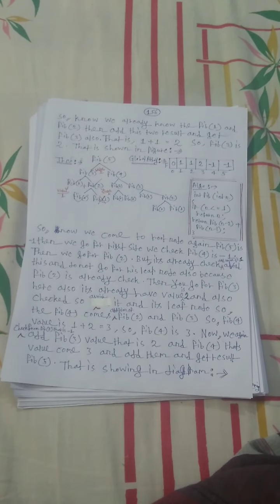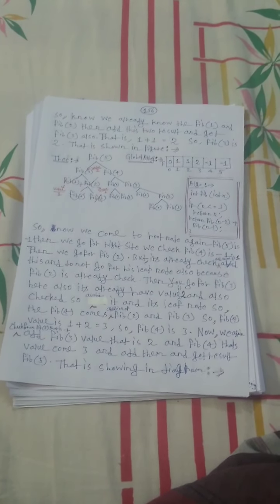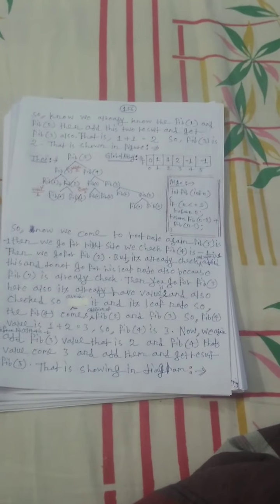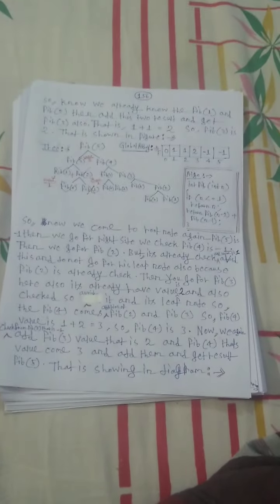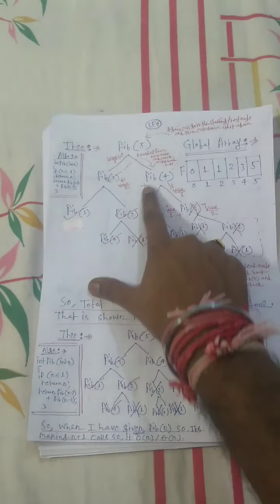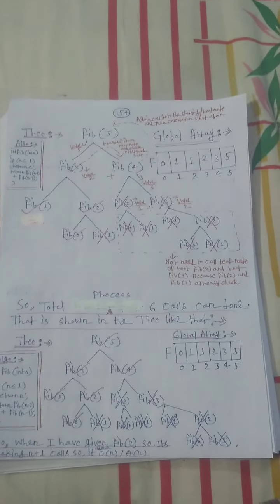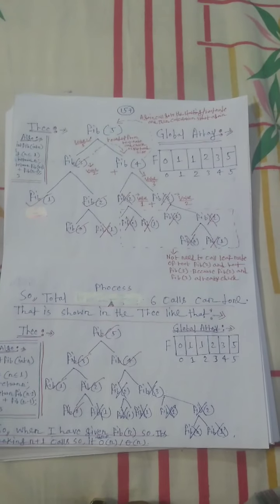Now we again check fib5 from the root node: add the fib3 value, that is 2, and the fib4 value, that is 3, and add them to get the result of fib5. So finally you get the root node result, as shown in the diagram. So in the total process, 6 calls are done.